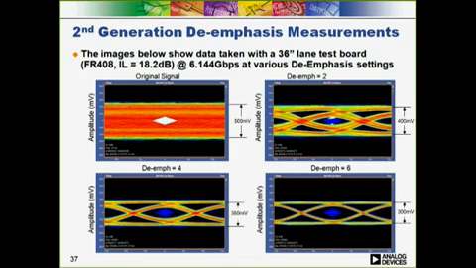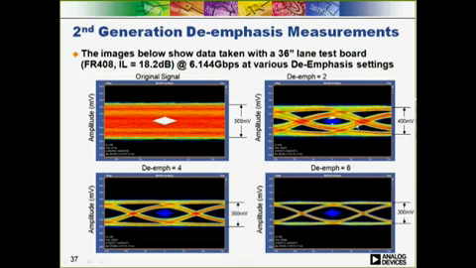Here are some measurements taken from our second generation JESD204B transmitter that's used on one of our transceiver devices. In this case, the test board is 36 inches with a measured insertion loss of 18.2 dB. The max line rate for this version of the transmitter is 6.144 gigabits per second. Each measurement was taken at the end of the channel. With no de-emphasis applied, the eye diagram is completely closed.